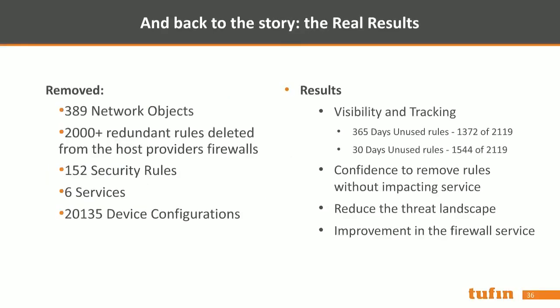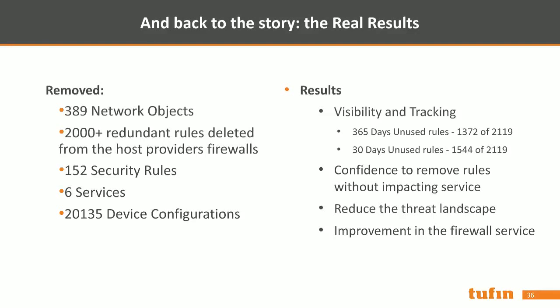And so just take a step back to talk about the company we talked about in the beginning. To show just some of the results that they achieved, they were able to remove from their network 389 network objects. They were able to reduce their rules by 2,000 by eliminating redundant rules. They were able to take out 152 security rules, 6 services, and 20,000 device configurations.